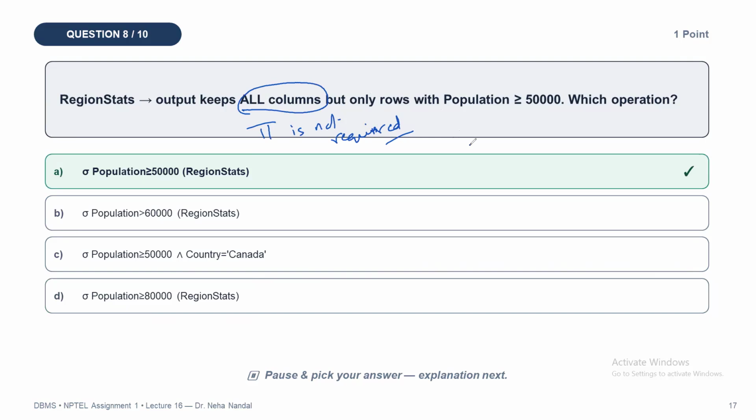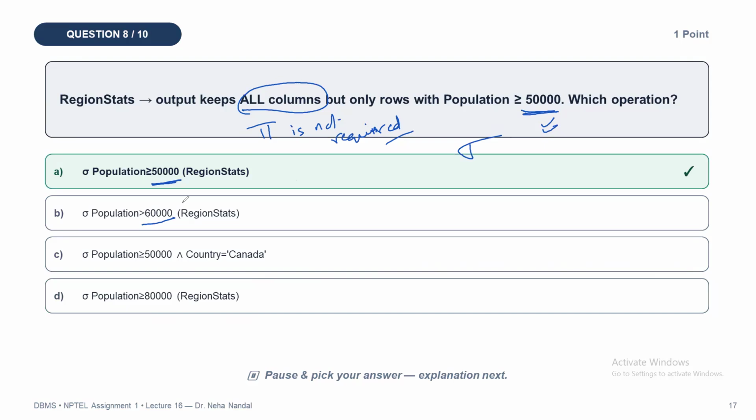So we need only the select operation. In all the options we have only select operation. It is a question of pure selection. First thing, which rows will survive? Greater than or equal to 50,000 is as per our condition, so it will fit. Greater than 60,000, no, it is not fitting the condition.